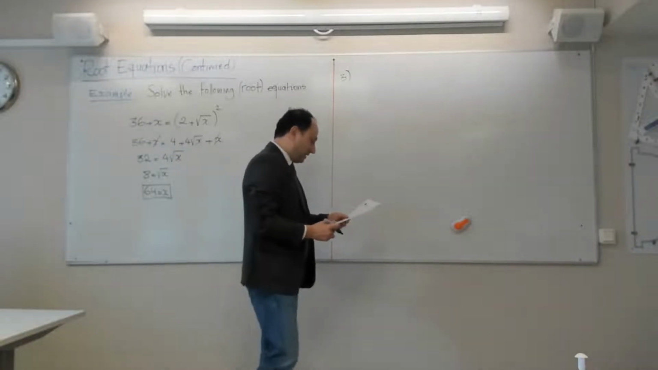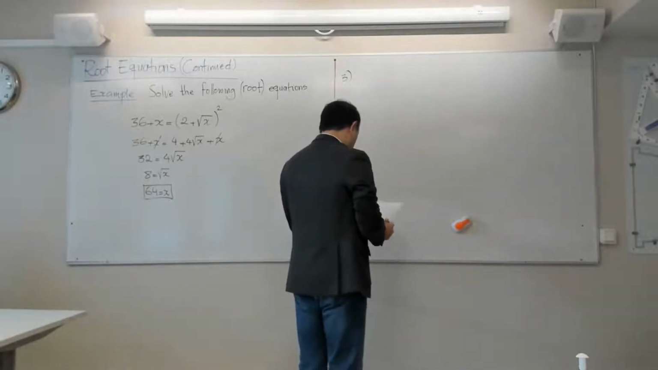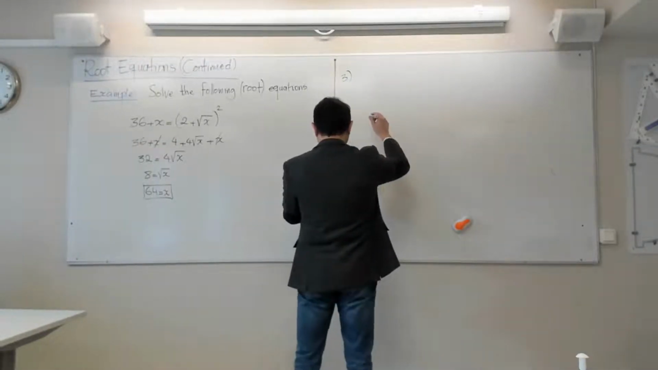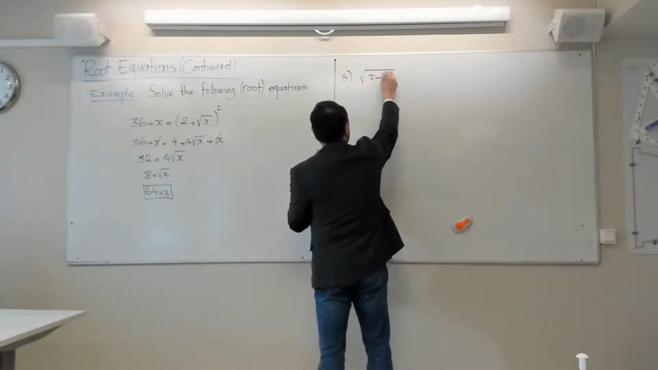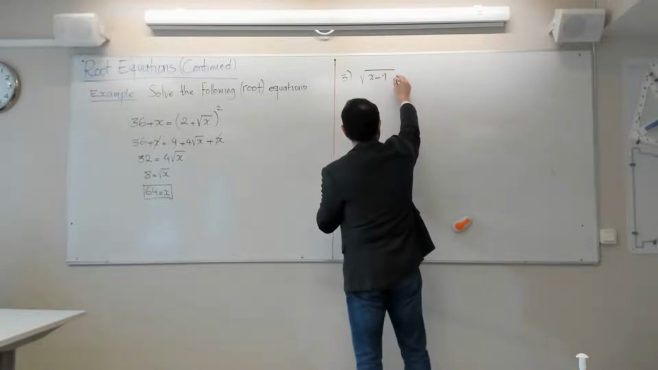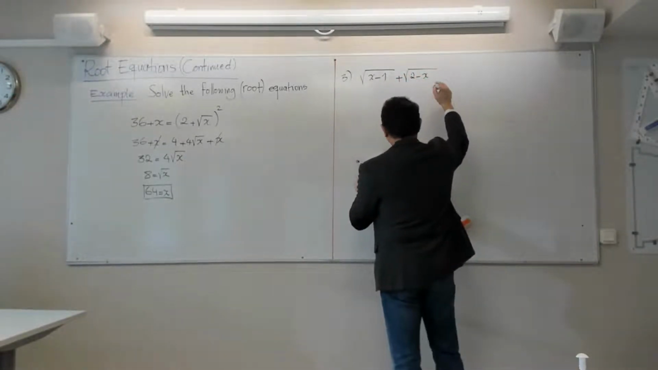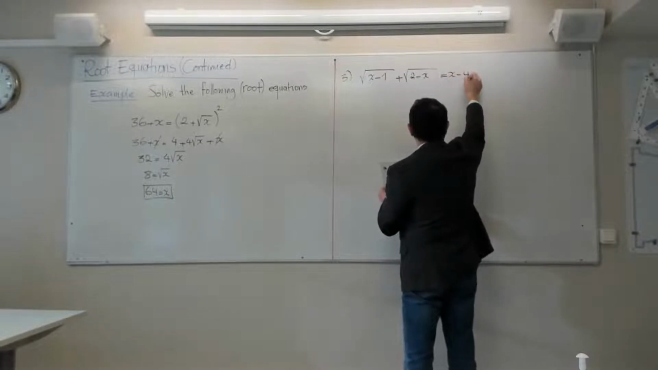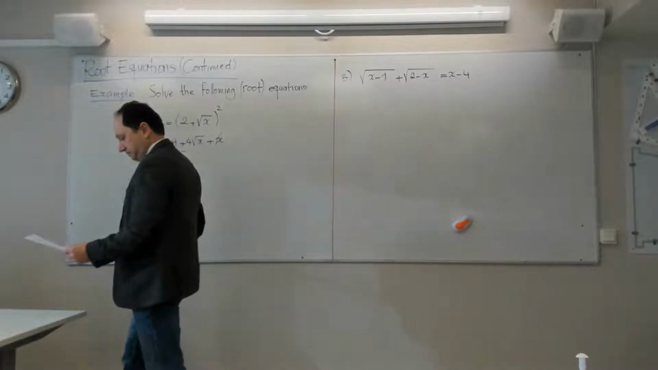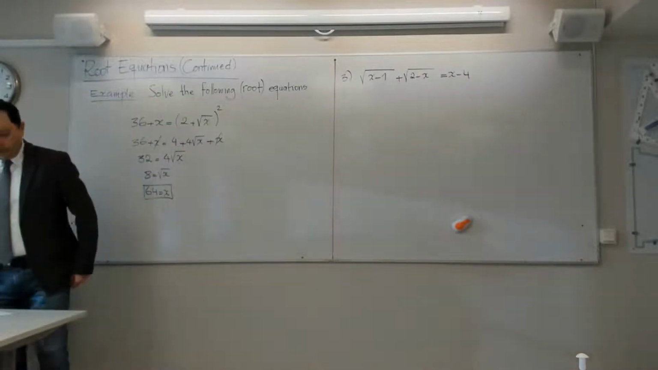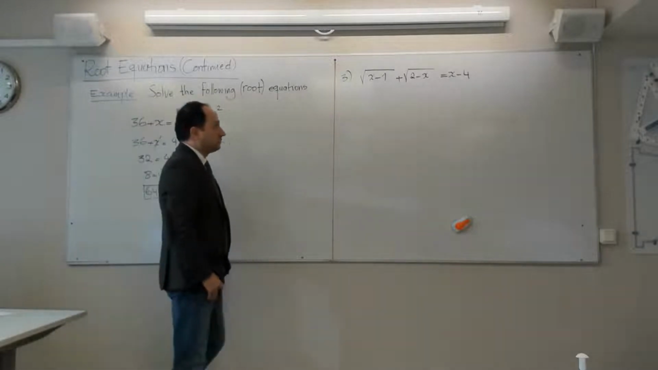Okay, this is a very nice problem, but let us see how this will work. But before doing that, by the way, let me write it for you. So this one plus square root of 2 minus x is equal to x minus 4. Okay. We want to solve such an equation.